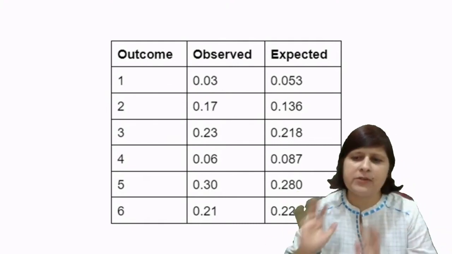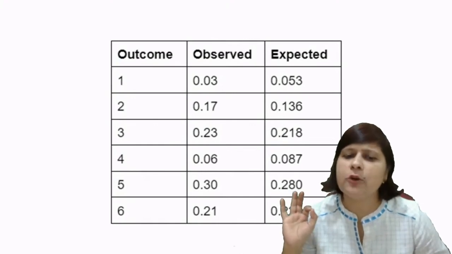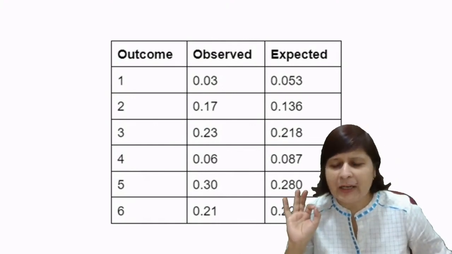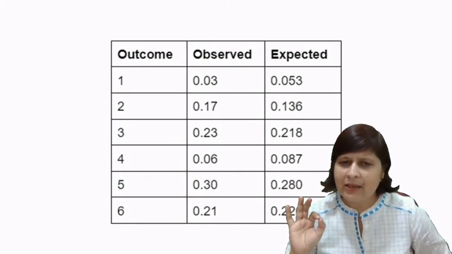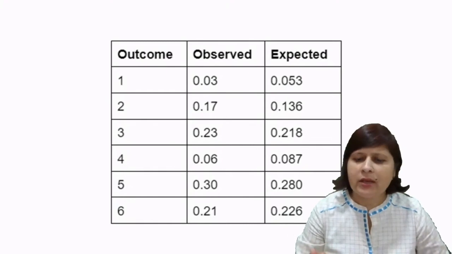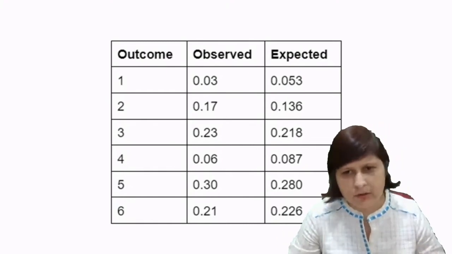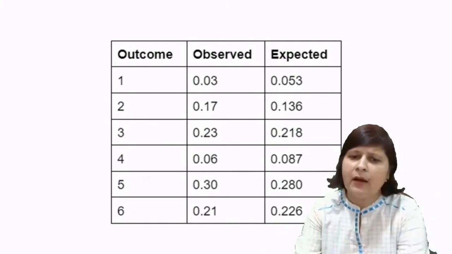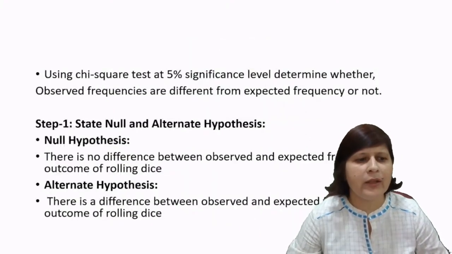I have recorded the observed and the expected value. My observed value for record 1 is 0.03 and what I expected was 0.053. For record 2, the observed value is 0.17 and expected is 0.136, 0.23 and 0.218 for the third, and so on. It goes on. So I have recorded the observed and the expected values. Now what to do with this?